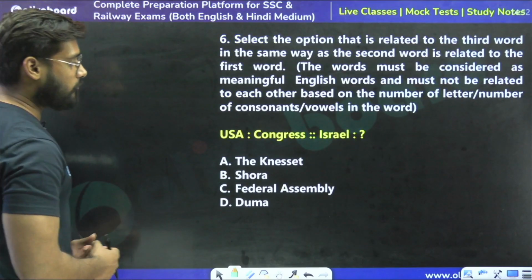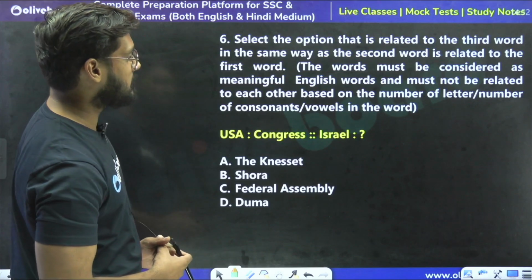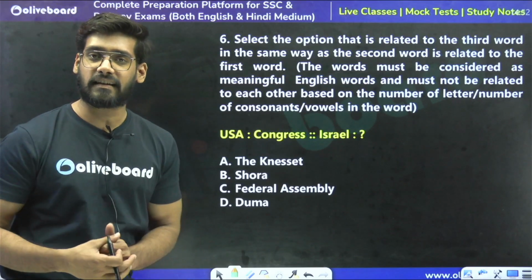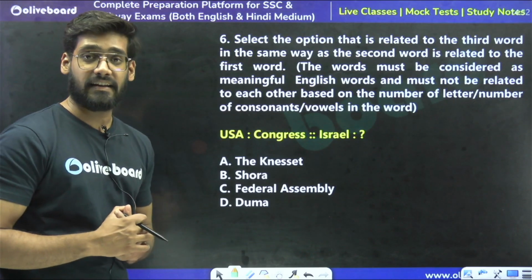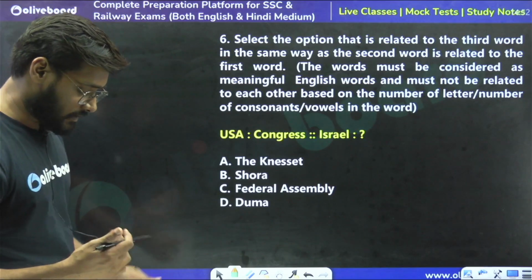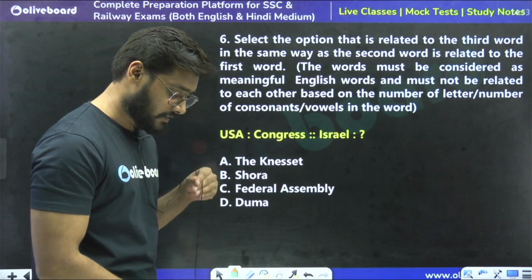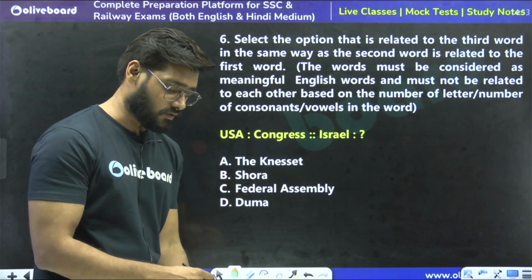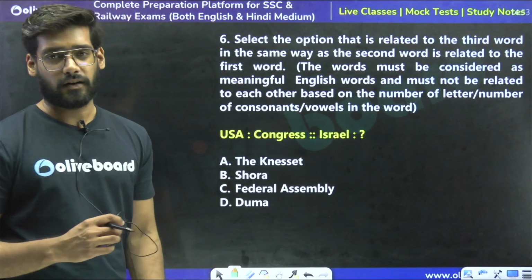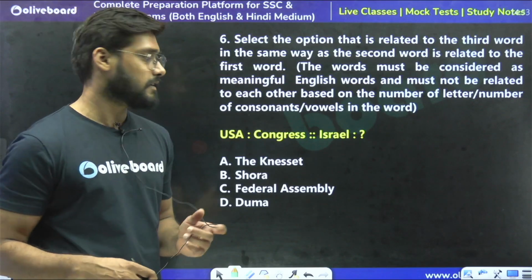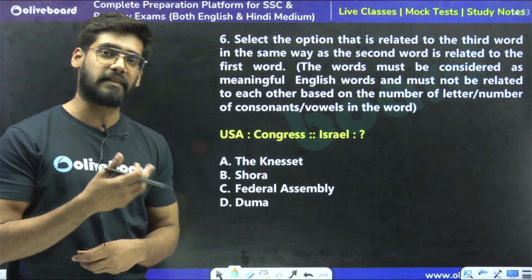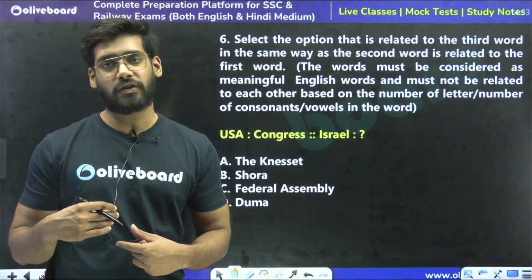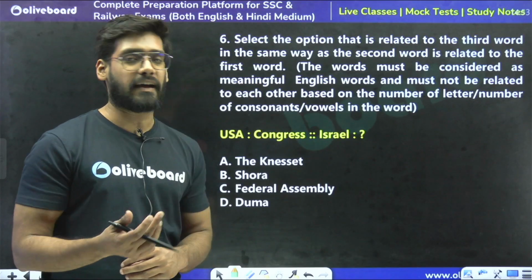Next, we need to find out the relation between these two elements. USA is related to Congress, then Israel is related to what? This question is basically based on your GK knowledge. Based on your GK knowledge, no trick would work. Sometimes we have knowledge of many questions in this GK kind of portion, and sometimes we don't know. USA, Congress, Israel is related to what?